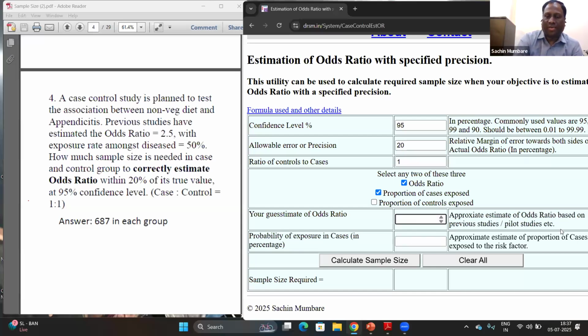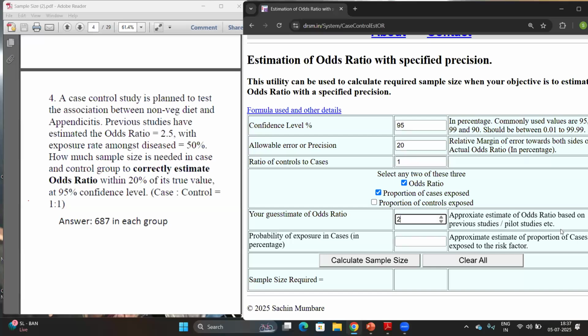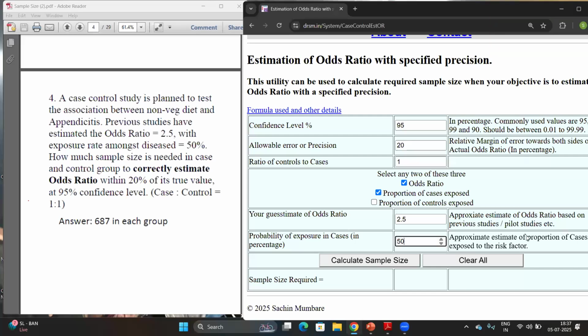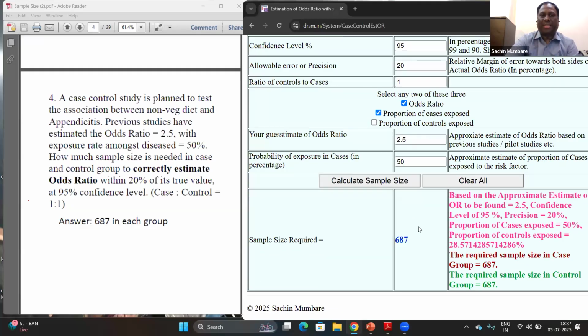How much is the guesstimate of odds ratio? 2.5. Then probability of exposure in cases means it's the exposure rate amongst diseased. How much it is? 50%. Okay. So I will calculate the sample size, and sample size is 687 in each group. So sample size for case group is 687, and the control group is 687.